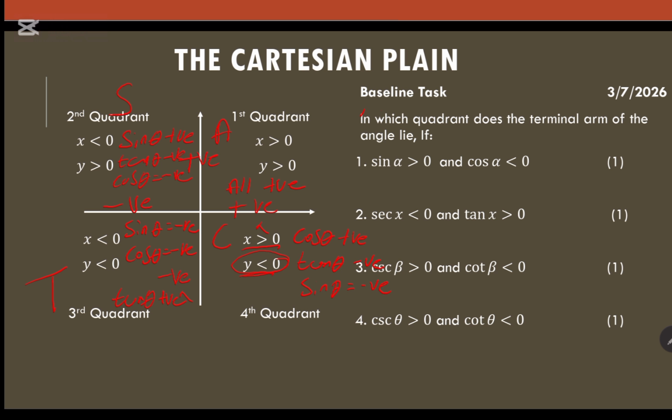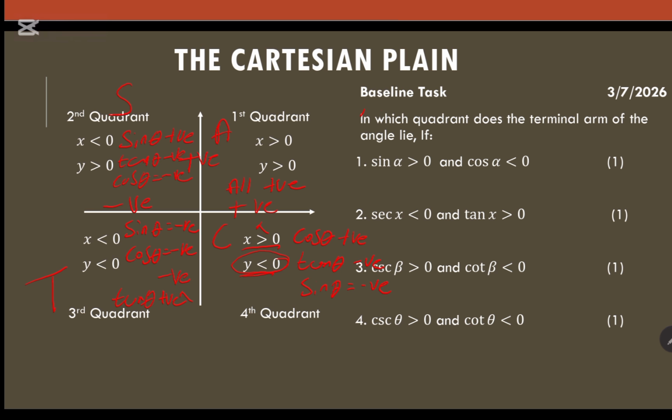Question number 3. Cosec beta is positive and cot beta is negative. Cosec beta is the reciprocal of sine. In which quadrant is sine positive? In the first quadrant. Now, it says cot is negative. Obviously, cot is negative in that quadrant. So that is the second quadrant.